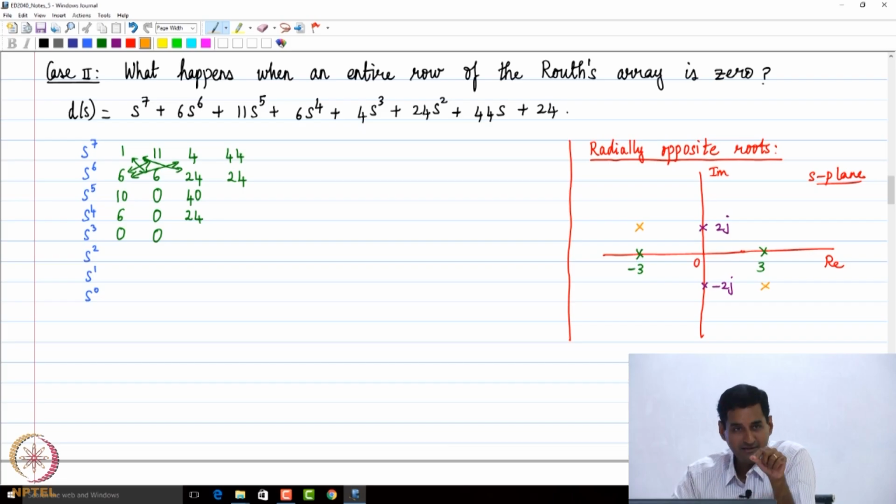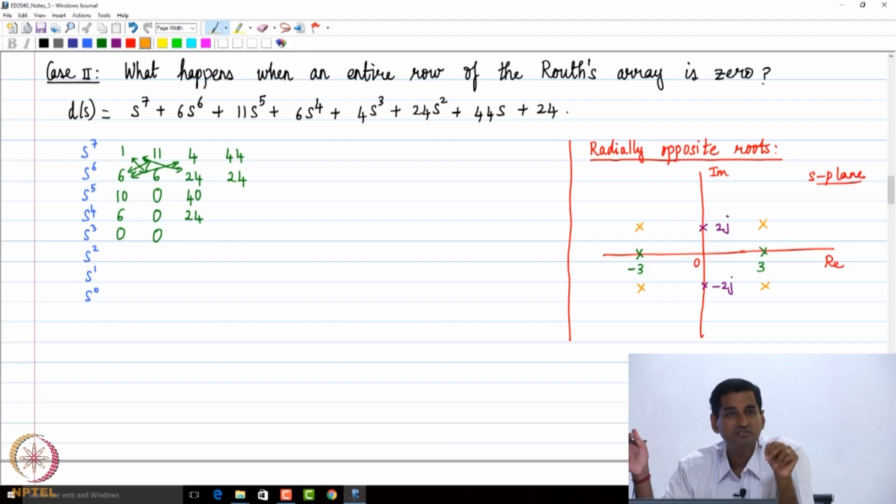But since we are dealing with polynomials which have real coefficients, we can have only complex roots whose conjugates are also roots. So if I have such a scenario, I need to have -3 minus 2j and 3 plus 2j to also be roots of that particular polynomial.